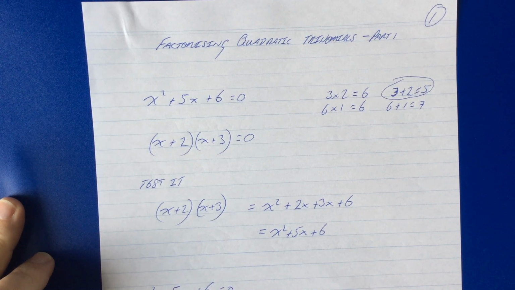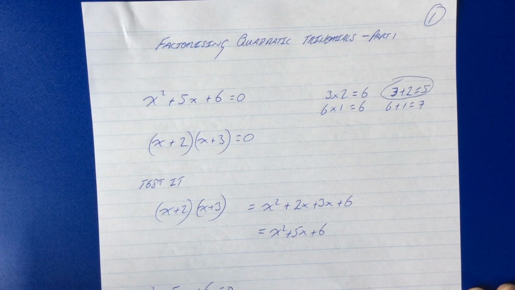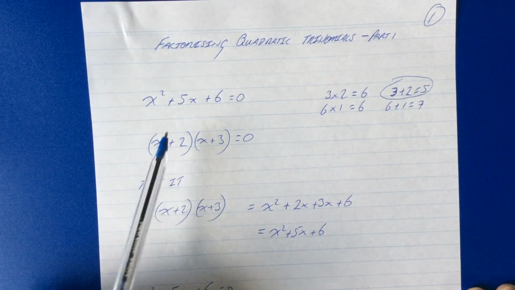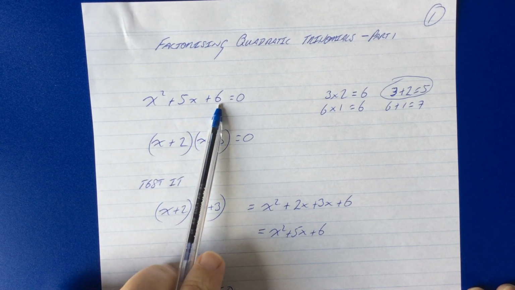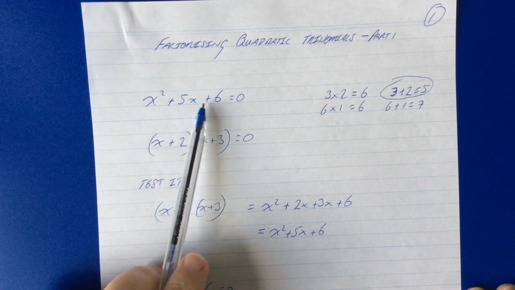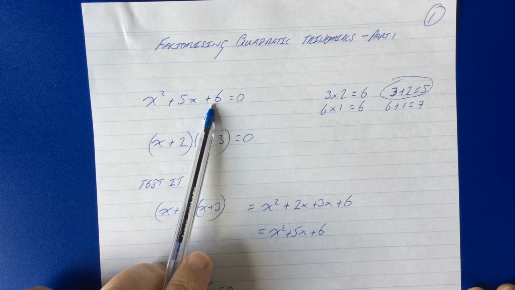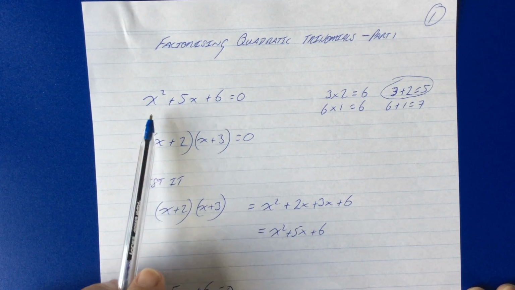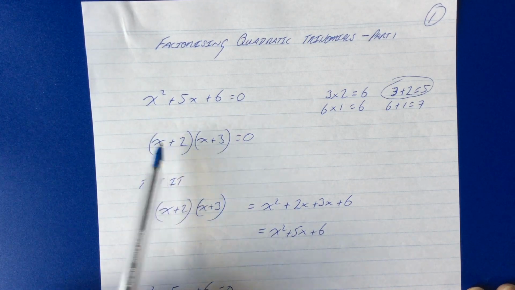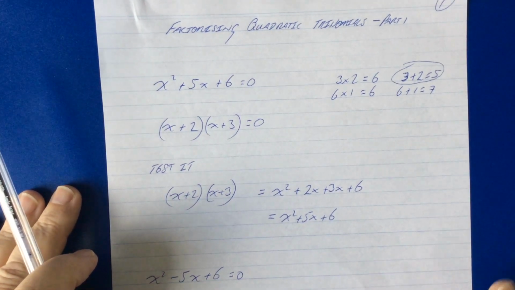Now today we're going to have a look at how to factorize a quadratic trinomial. What's a quadratic trinomial, apart from a mouthful? Well, it's a quadratic that you see in this form. It has three parts to it. And what we're going to do is find a way of putting this into this form. And so let's get started.